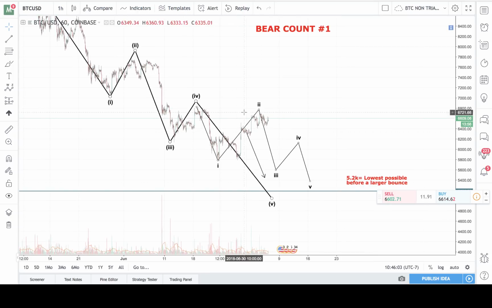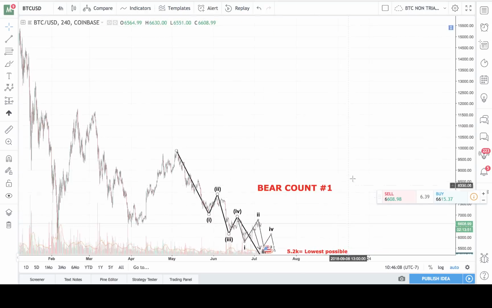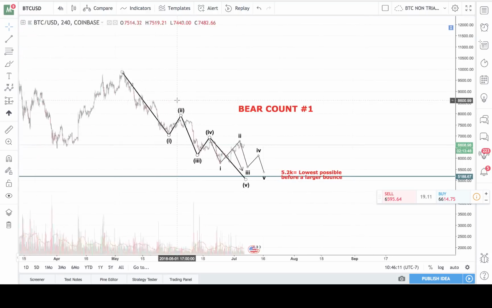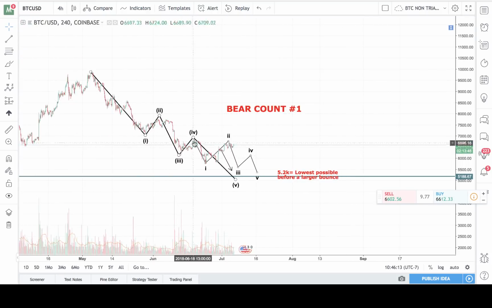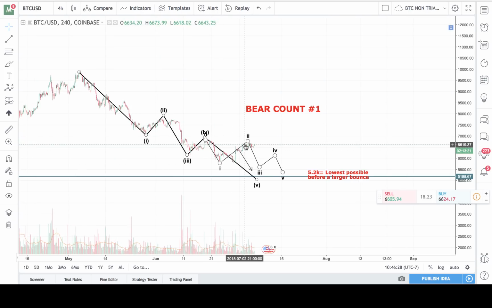So the way that I was counting this initially, let's go to the 4 hourly chart, is with an extended first wave. We had an extended first wave here. We had our second wave. This would be our third wave, our fourth wave, and then this would have to be the fifth wave. But as you can see, our first wave down completed, and our second wave down was, I'll explain this a little bit later, an ABC that almost went past the start of the first wave, which would invalidate it, but it stopped short of it, so it's still valid.